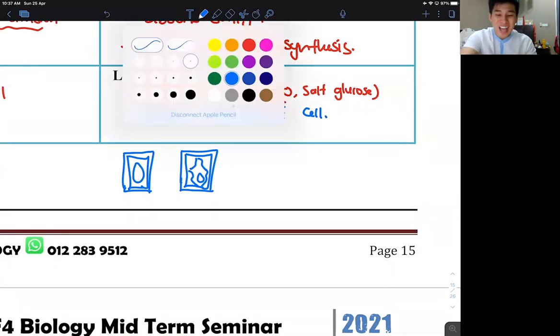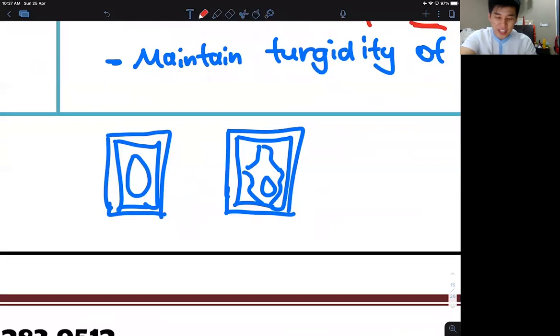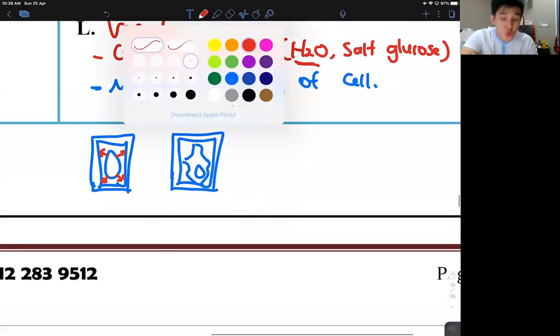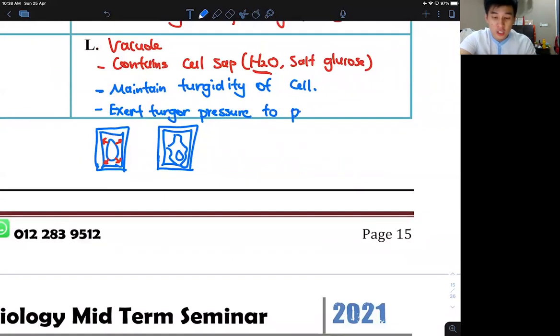Now, if a question ever asks, how does the vacuole provide turgidity? You can add this point. So the vacuole, right, when there's water inside, they will exert pressure onto the plasma membrane, and the plasma membrane will push towards the cell wall. So this pressure is what we call turgor pressure. So you can say exert turgor pressure to push the plasma membrane towards the cell wall.